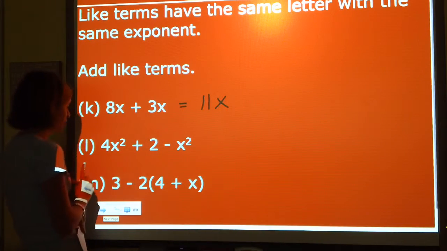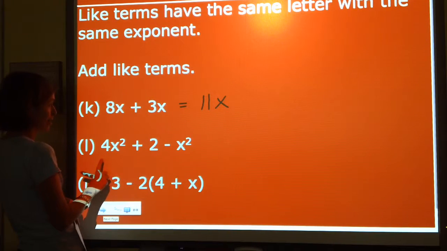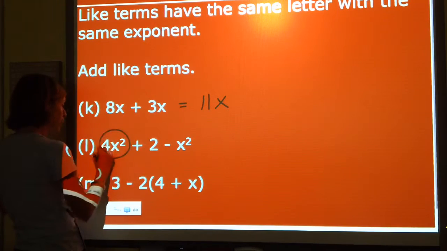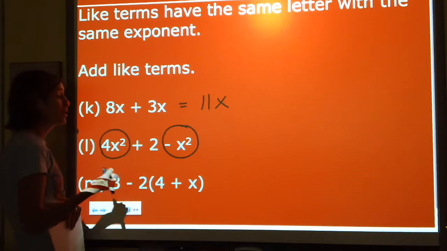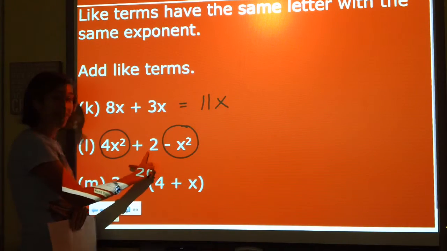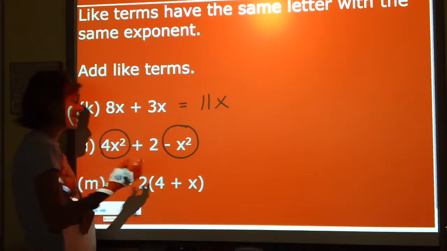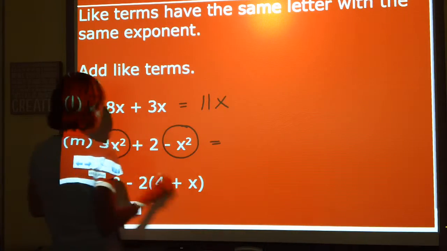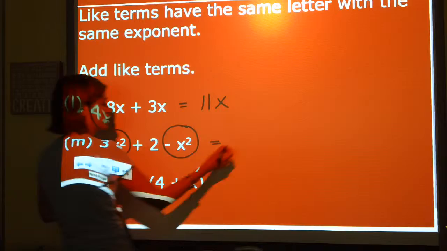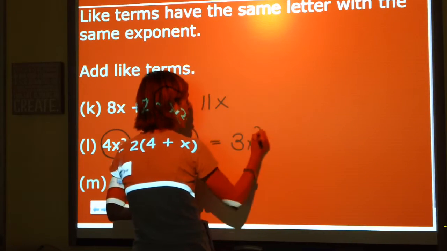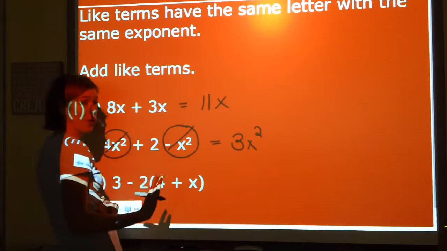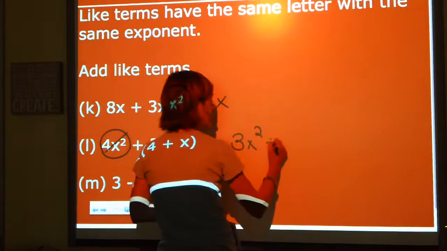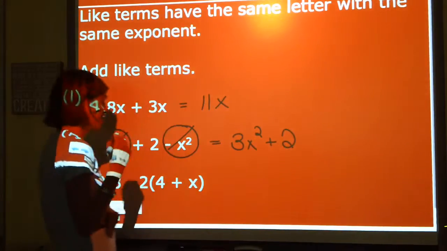All right, looking at the next one, we look at our like terms. 4x squared and negative x squared are like terms, so we can combine them together. The 2 is not a like term, so it must stay by itself. So I've got 4 minus 1, which is 3x squared. When I use a term, I cross it off so I know I've used it. And then I've got a positive 2, so that would simplify to that.